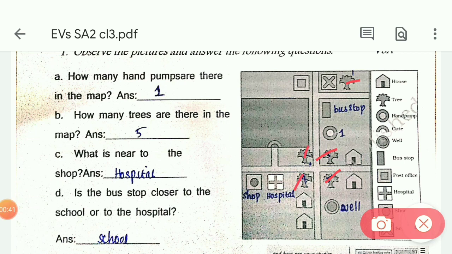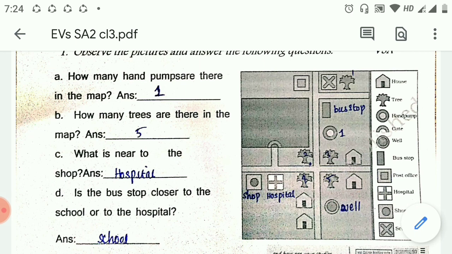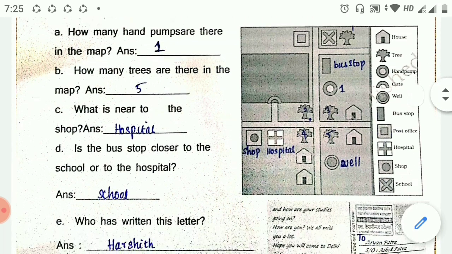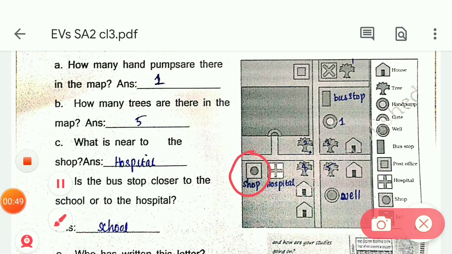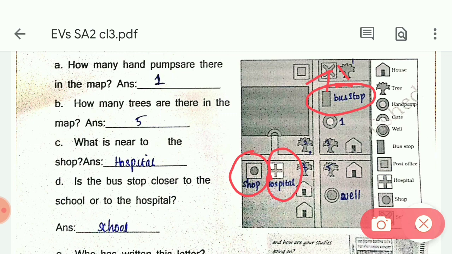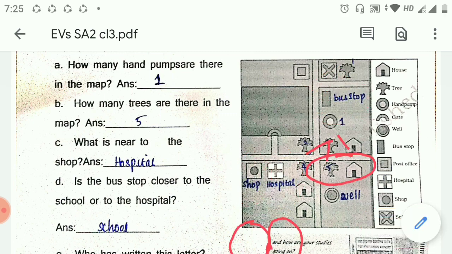What is near to the shop? Where is the shop? So this is the shop. So the hospital is near to the shop. Is the bus stop closer to the school or to the hospital? Where is the bus stop here? So this is the bus stop. The bus stop is near this X, which is the school. So the bus stop is closer to the school.